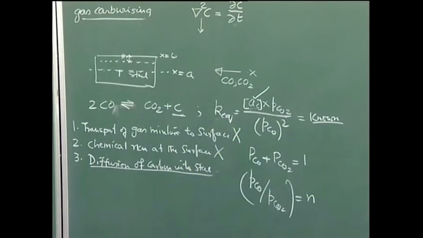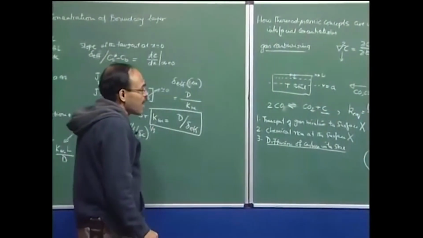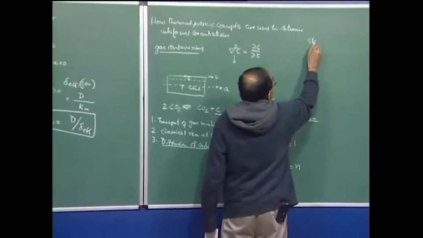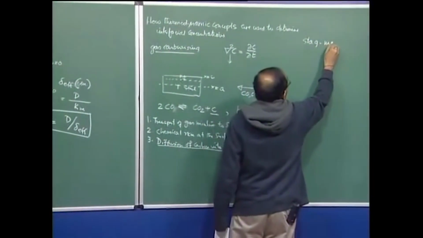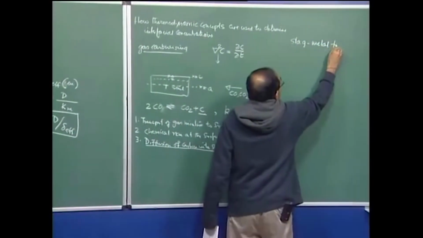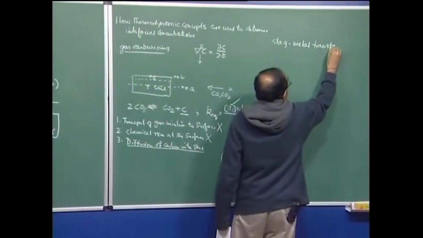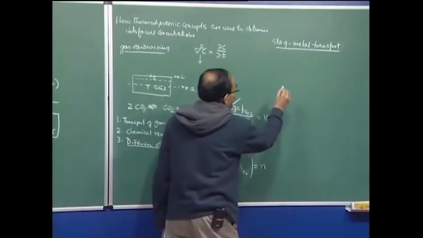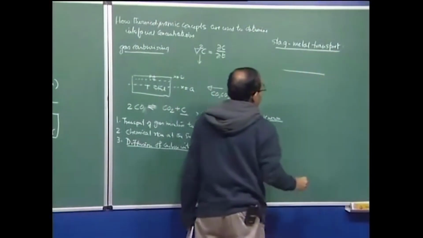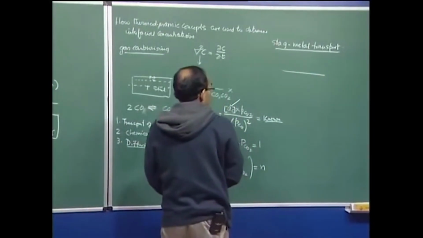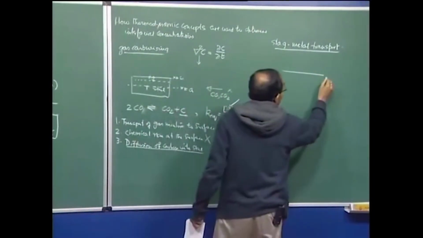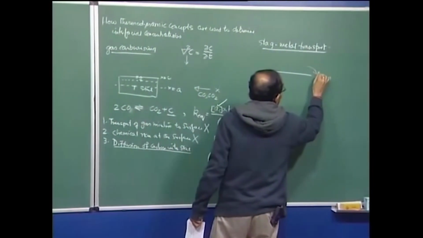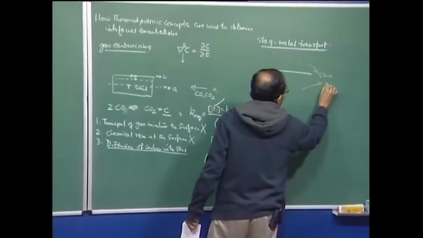Finally, before I conclude, I want to show you the slag metal reaction, just show you some figure and explain slag metal transport, so that you understand. If I have a species which is transferring between slag and metal, so this is the interface, okay, and this is metal.